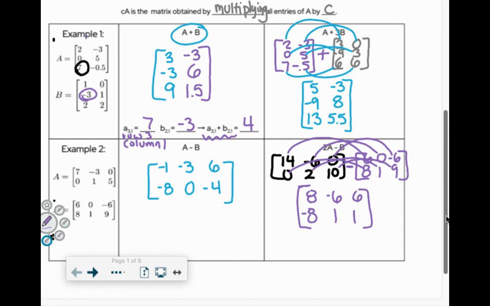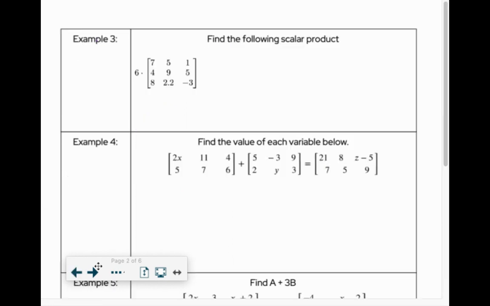All right. Go ahead and flip the page. Here we go. Find the following scalar product. That means multiply by 6, guys. So literally multiply everything in here by 6, and that's all you really have to do.